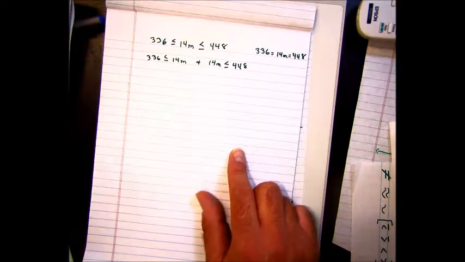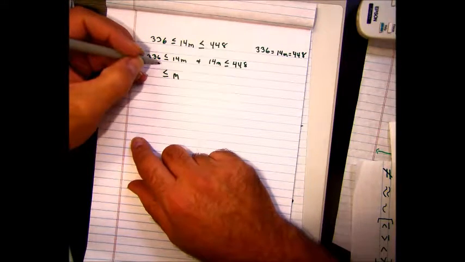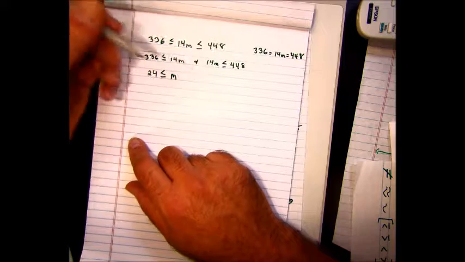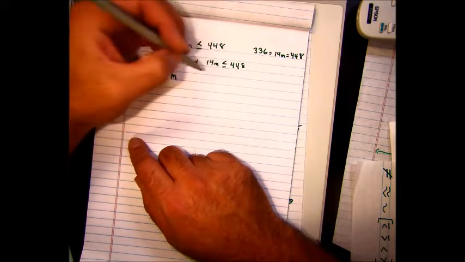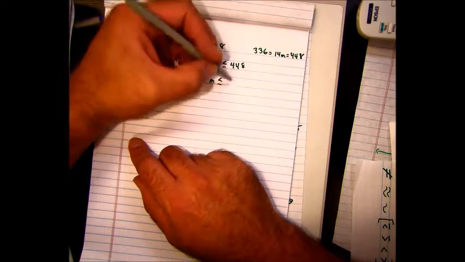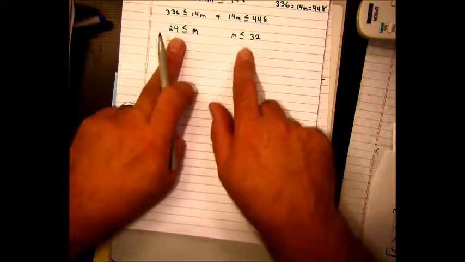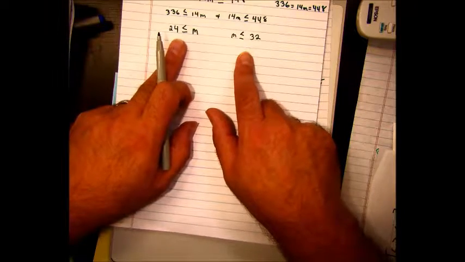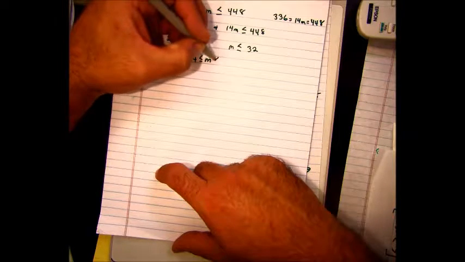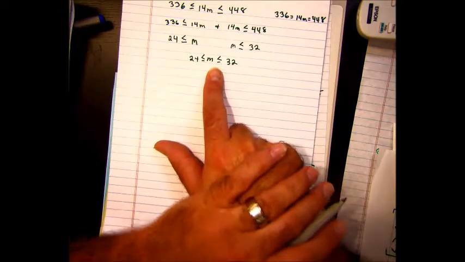So now what do I do? Well, I divide both sides by 14. And this gives me m is less than or equal to 24, correct? Now remember, you're supposed to be doing the math. And when I divide this by 14, I get m is less than or equal to 32. Now, my problem was written in compact form, so my solution must be written in compact form. And that would be how I write my solution.